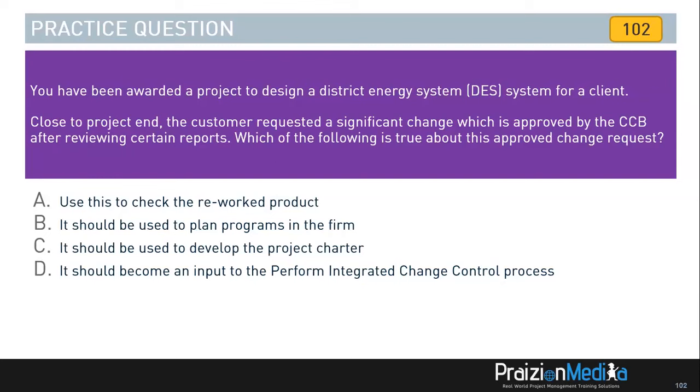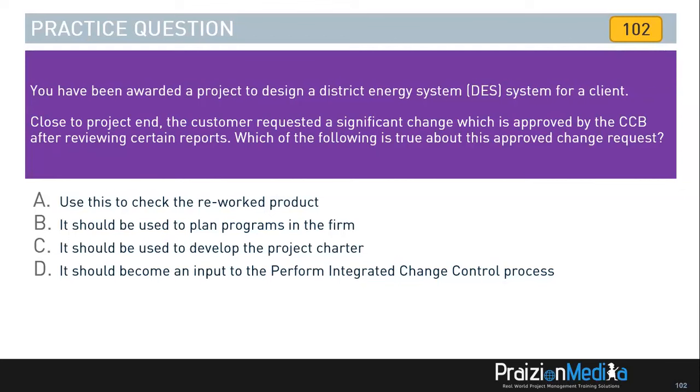This question is testing to see if you understand the dynamics of change requests and what happens to them. A change request gets reviewed and ultimately it could get approved. And that's called an approved change request. So what happens with it? Should it be used to plan programs in the firm? Not necessarily. Should it be used to develop the charter? No. The charter comes first.